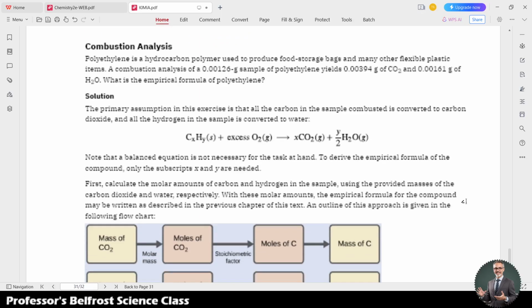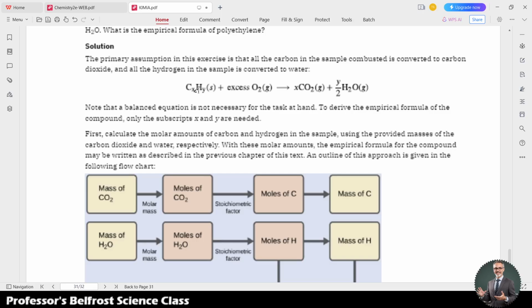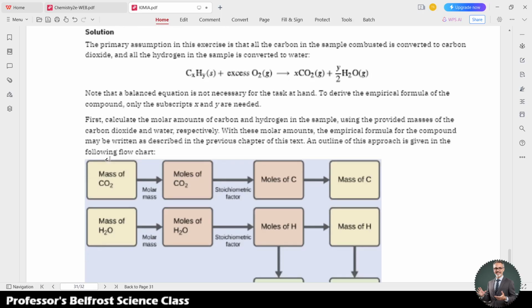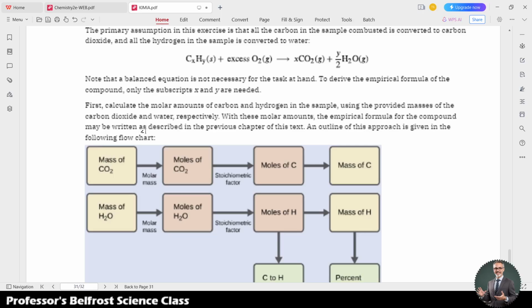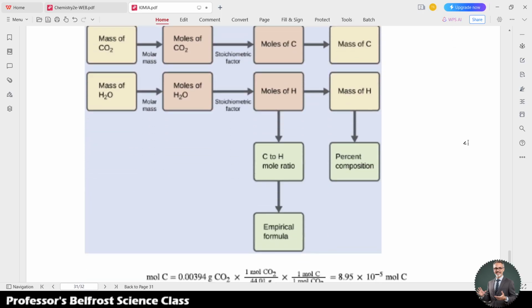Now, combustion analysis. Polyethylene is a hydrocarbon polymer used to produce food storage bags and many other flexible plastic items. The combustion analysis of 0.0126 grams of polyethylene yields 0.0394 gram of carbon dioxide and 0.00161 gram of water. What is the empirical formula of polyethylene? Like this, see? First calculate the amount of carbon and hydrogen in the sample using the provided mass of carbon dioxide and water. Then we can follow this approach.